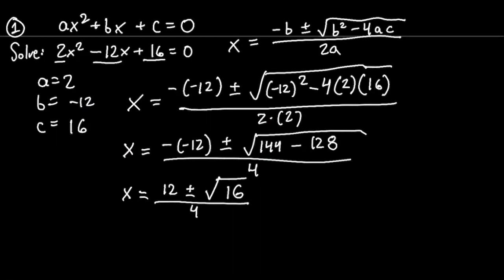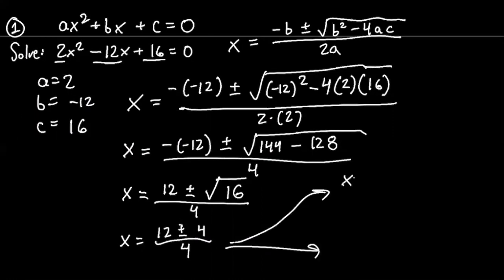Okay, so square root of 16 we know is 4, so x equals 12 plus or minus 4 divided by 4. And now at this point, we want to split up our solutions into the two possible positive and negative values. So x equals 12 plus 4 divided by 4, or x equals 12 minus 4 divided by 4.